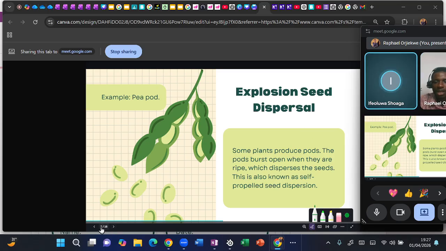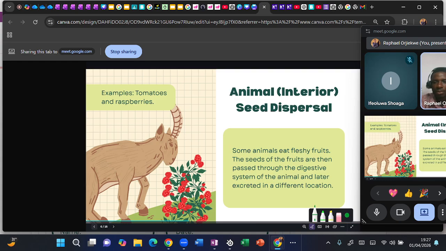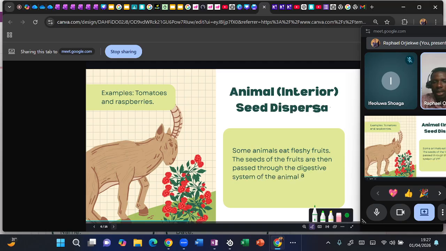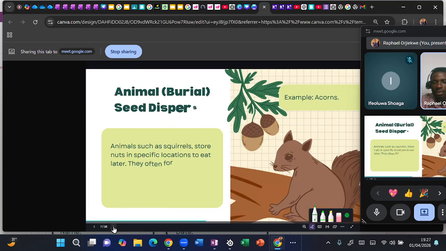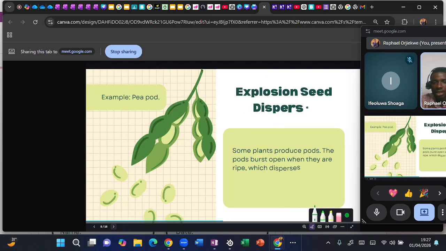No. All right, so let me just show you the previous one again, though you can view it after now, or it's right on your OneNote. So this is exterior, interior, animal burial or buried, explosion, and wind.